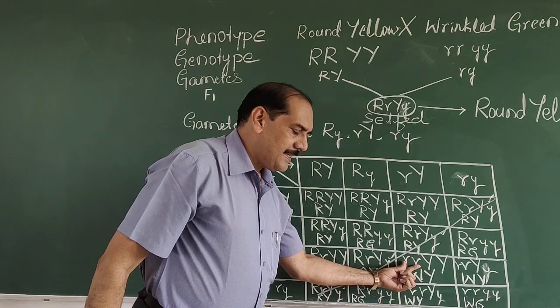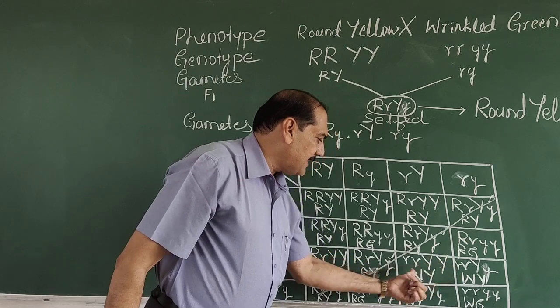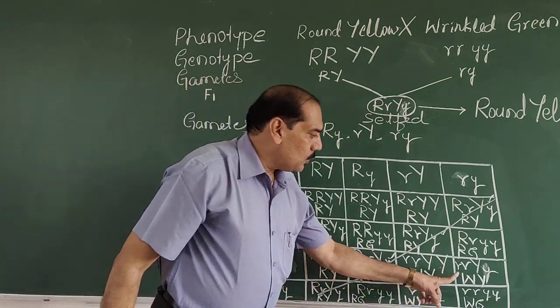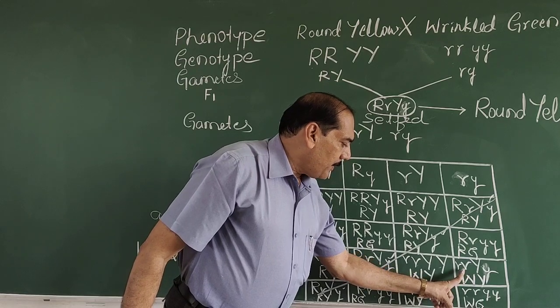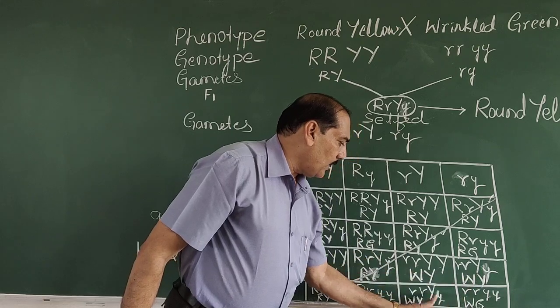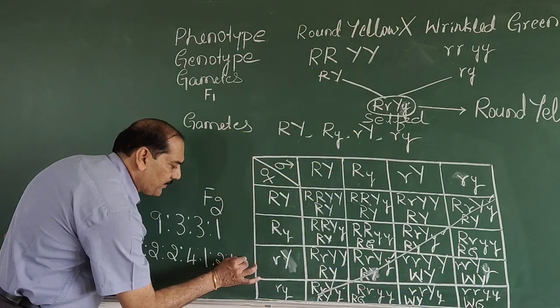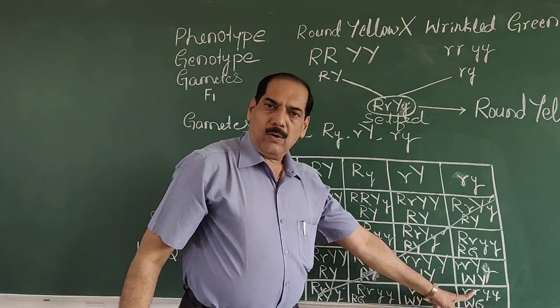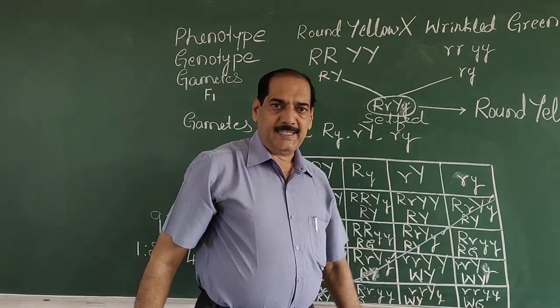In wrinkled yellow, here both are recessive in shape, both are dominant in color. How many such type? Only 1 type. Next 2, in shape both are recessive, in color 1 dominant, 1 recessive. How many such type? 2. The last one has all the 4 recessive genes.